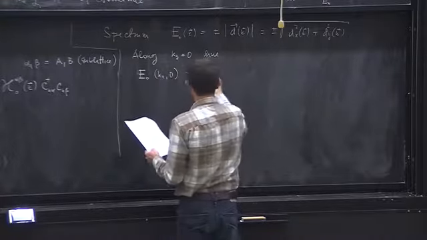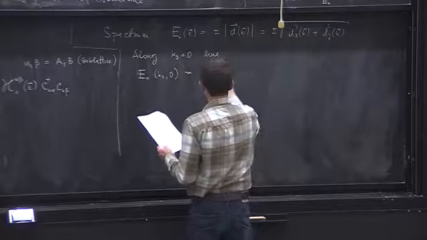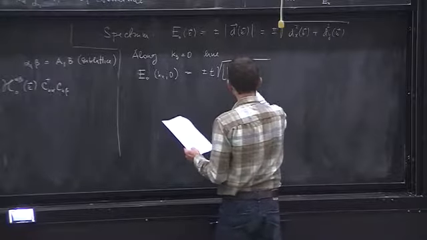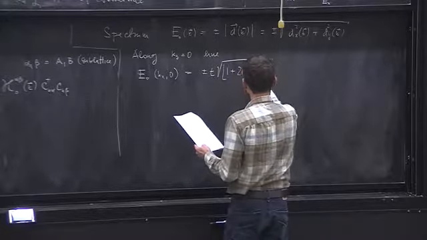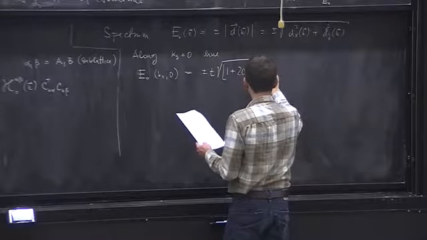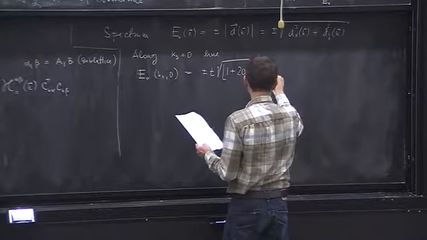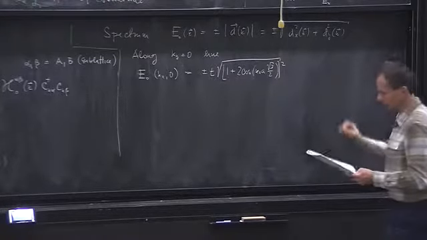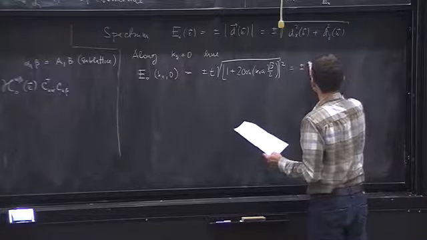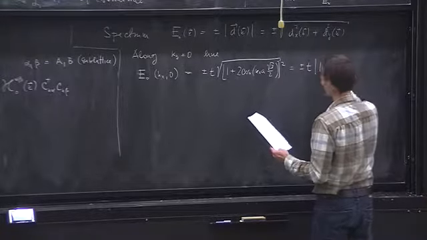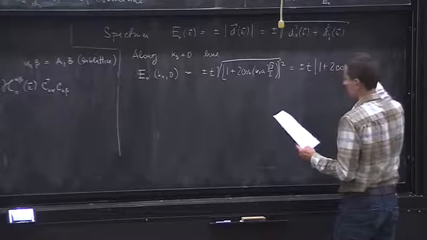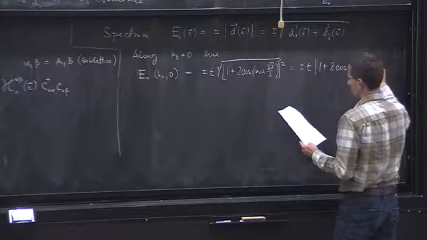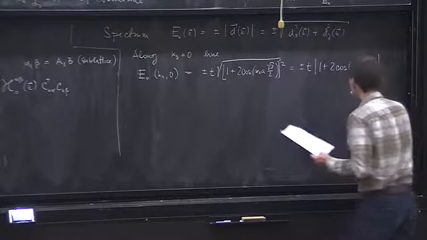E naught of kx, 0 can be written as plus minus t, and it turns out it's a square root of something like this: 1 plus 2 cosine of kx a square root of 3 over 2, squared. So I can take that square root if I want to, and the spectrum looks like this: 1 plus 2 cosine of kx a square root of 3 over 2.